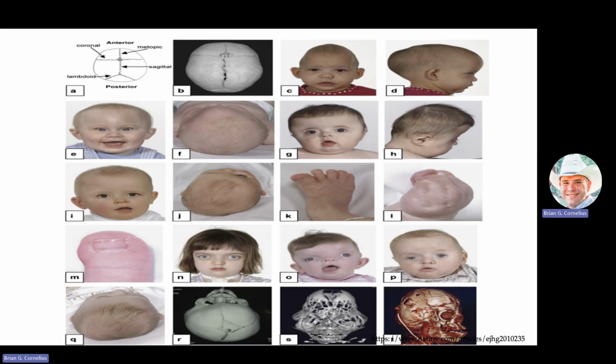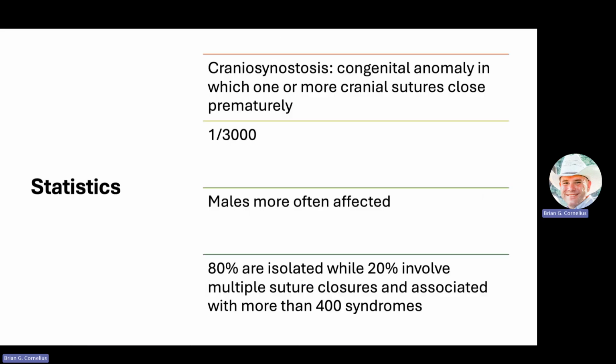As with the others, all these lectures tend to have some examples for you because I think visual recognition is one of the most important things we do for these patients. So when we start talking about craniosynostosis, it's a congenital abnormality, like I said, where one or more of the cranial sutures close before they're supposed to. Incidence is fairly uncommon, 1 in 3,000. Males are more often affected than females. In about 80% of these cases, they are isolated, while in 20% you have a combination. And the important thing to recognize here is not only do you tend to have the skull abnormalities, but you also have about 400 different syndromes that may associate with that.